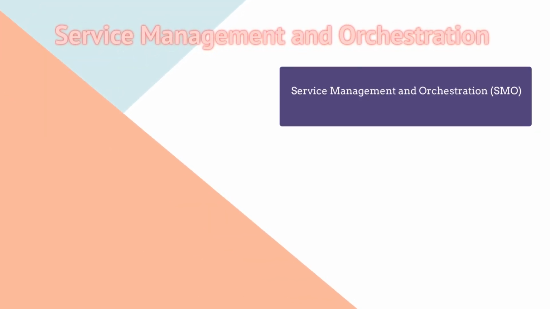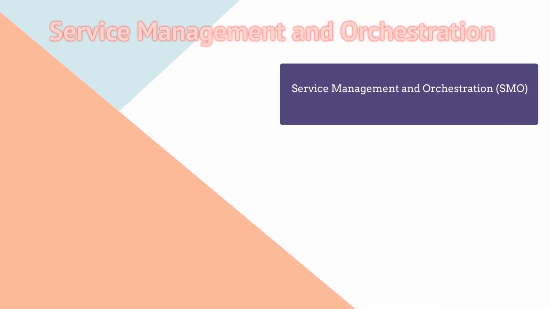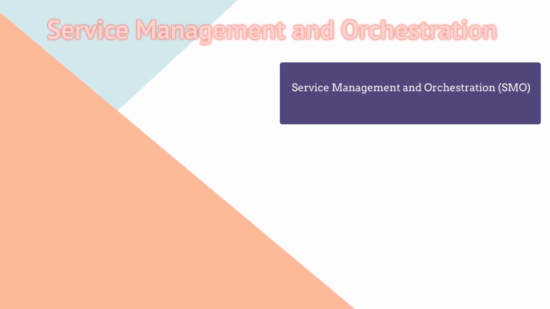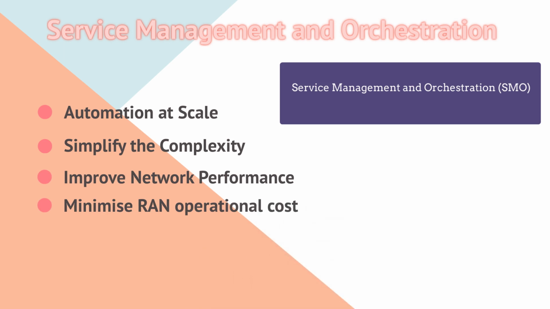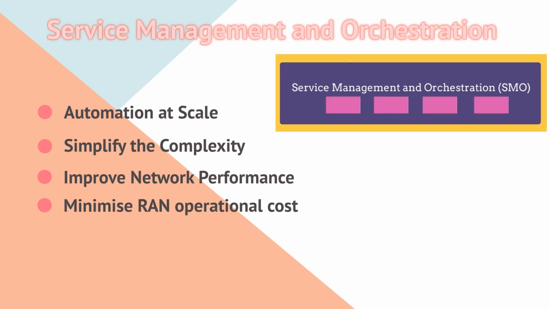The O-RAN Service Management and Orchestration platform, or simply SMO platform, is an intelligent automation platform which applies automation at scale to simplify the complexity of networks, as well as improve network performance, enhance customer experience, and minimize RAN operational costs. In this video, we explore the SMO architecture, internal components, and how it can benefit today's and tomorrow's RAN operations. Here, we are talking of RAN operations, because SMO is responsible for RAN domain management and orchestration.